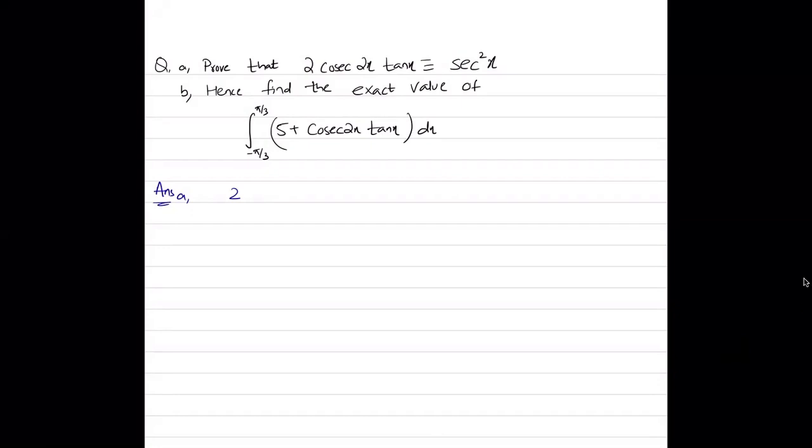Okay, so the question is: prove that 2 cosecant 2x tan x is identical to secant squared x. You can pick up the left hand side, that is the more complex side, and it can be simplified easily. Cosecant is a reciprocal of sine 2x, and tan x.